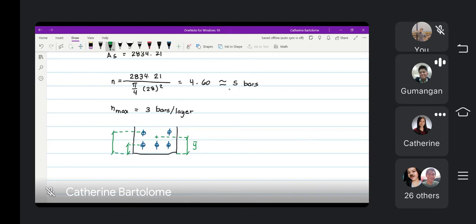66 po sa first layer. Next. So yung second layer, 53? Hindi, from the bottom. 119, ma'am. 119. Okay, so we can now solve for y bar. We have 3 times 66 plus 2 times 119 divided by 5. So what's the value of y bar?